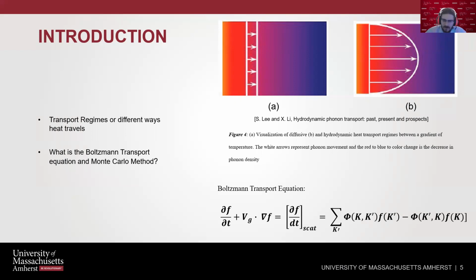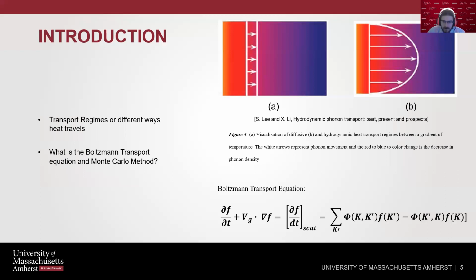Figure A depicts the diffusive regime, and what we see is the density of phonons decreasing as you move farther from the heat source. Phonons are slowly diffusing or moving away from the heat source and each other, causing the heat to slowly flow. This happens when U-scattering is the dominant scattering mechanism.